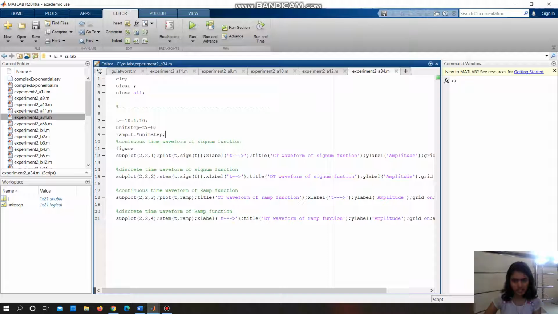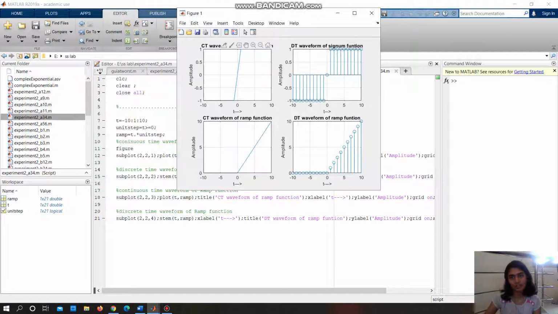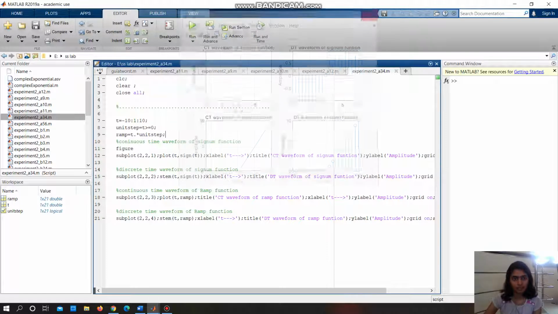A signum function can be defined in this manner. It is equal to 1 for all the values of t greater than 0. It is equal to minus 1 for all the values of t less than 0. It is equal to 0 for t equal to 0. So here are the CT and DT waveforms of signum and ramp functions.